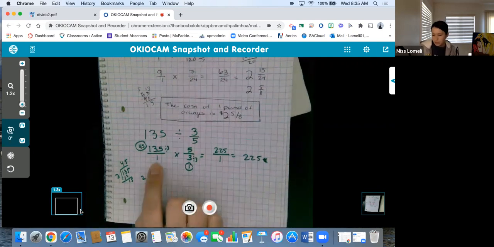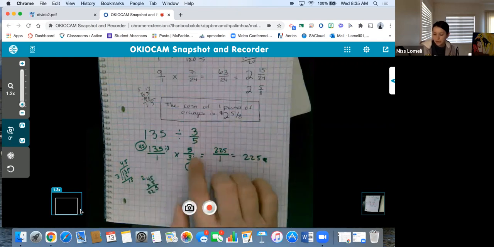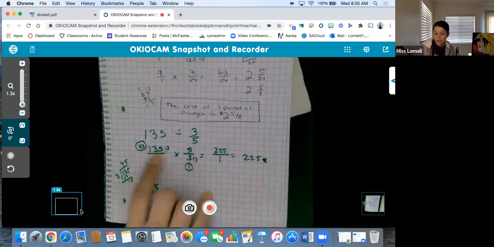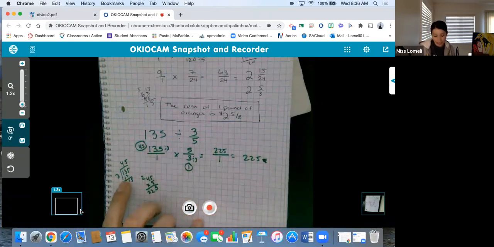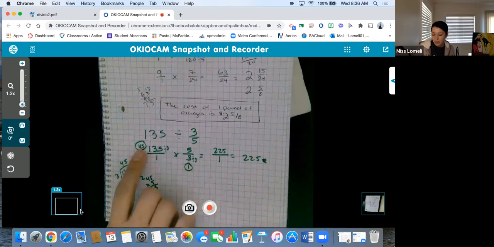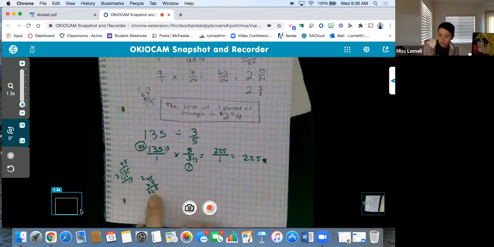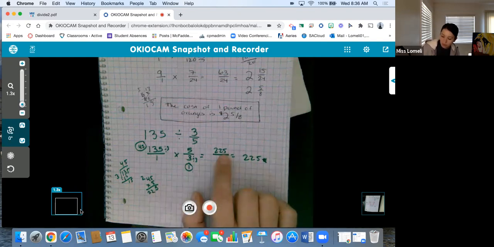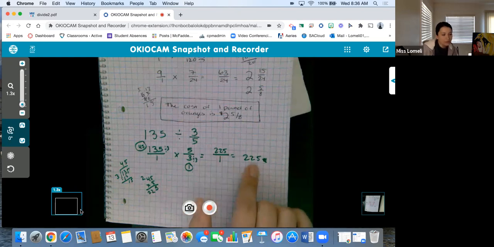So what I did was I took 135, wrote it as an improper fraction over 1. Then I flipped 3 over 5, right? Made it 5 over 3. Then I checked, wait, can I divide 135 by 3? I checked it over here and I can. It's 45. So then I simplified the corners by dividing by 3. I got 45 now and 1 down here. Well, that's pretty easy. I did 45 times 5. I got 225 over 1, which is just equal to 225, right?